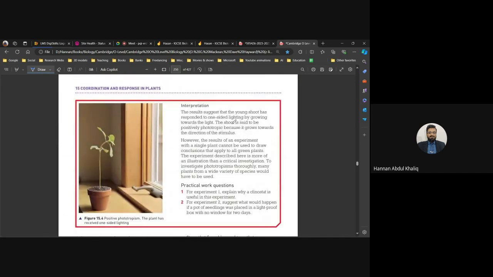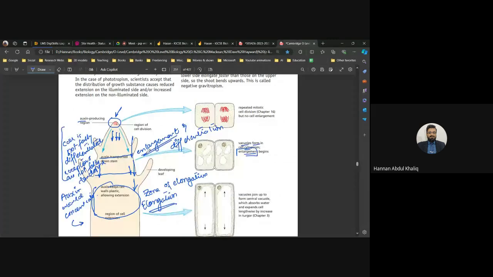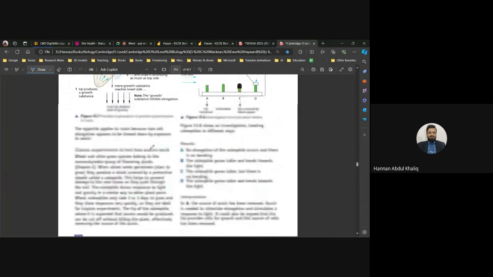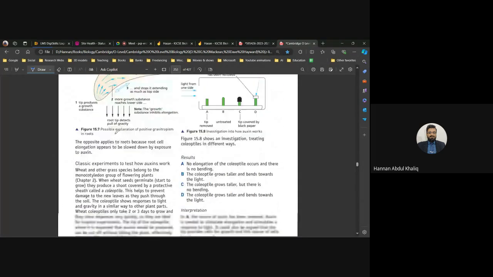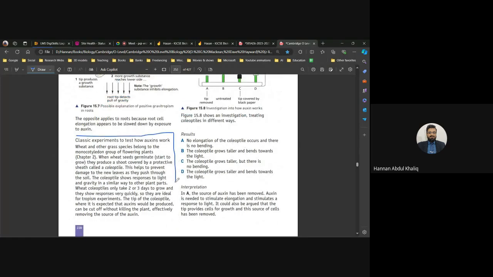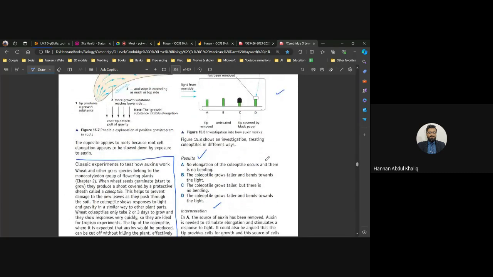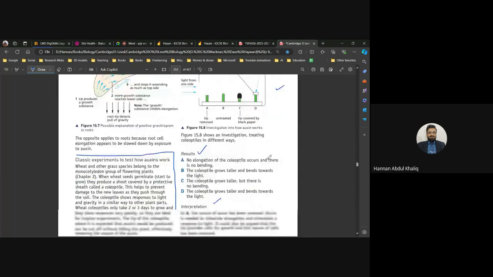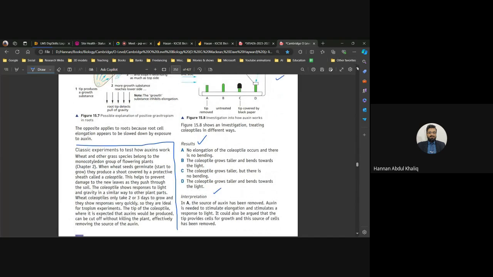Okay, now leading to this part. This is all the explanation that I have already done. All right, look at this picture and read this one. Don't go to the results, don't go to the interpretation, because we have to talk about the interpretation and results on our own. Okay, what is the coleoptile?